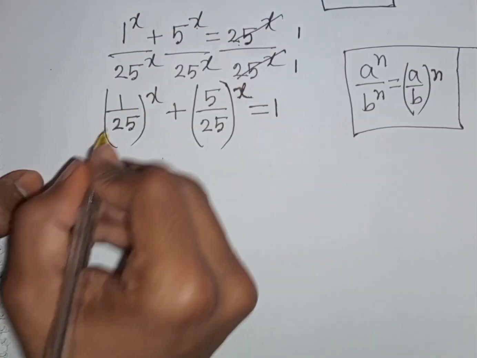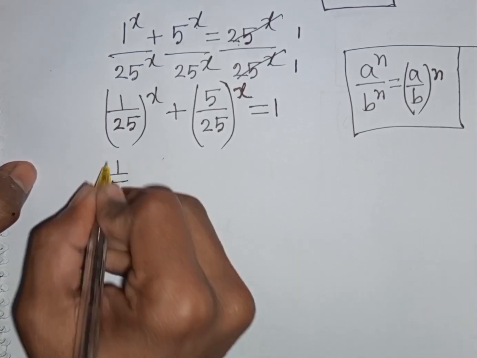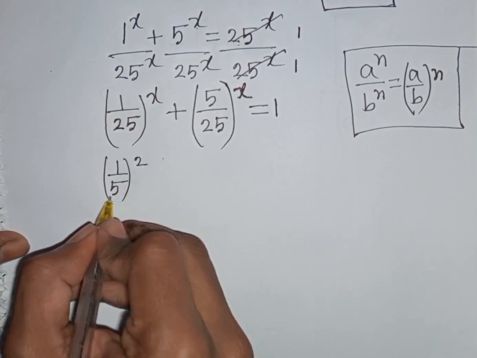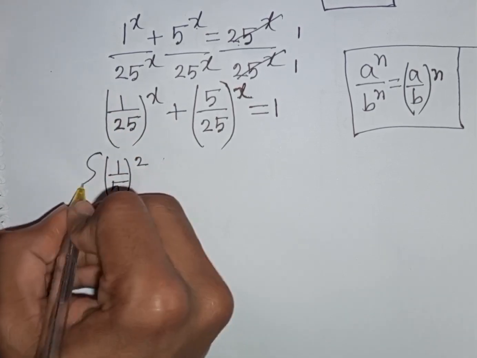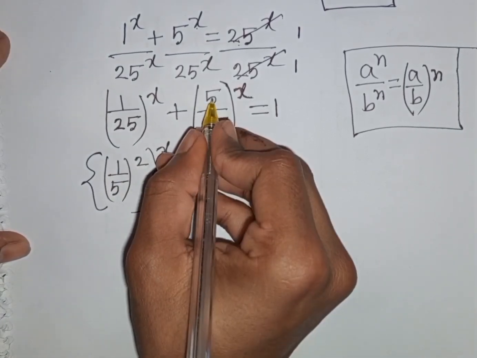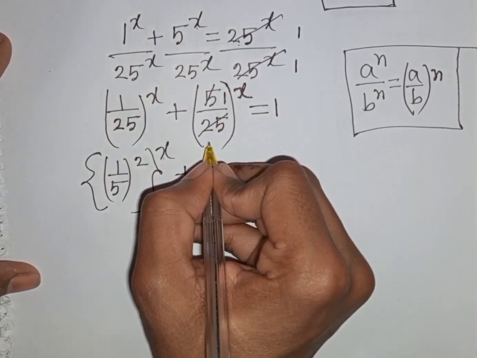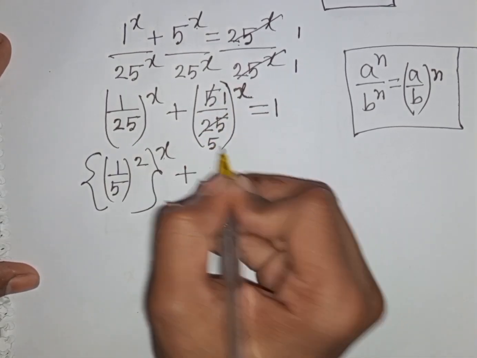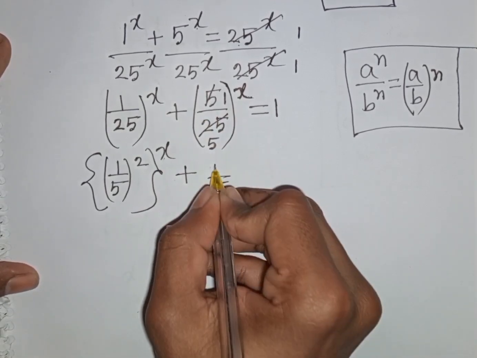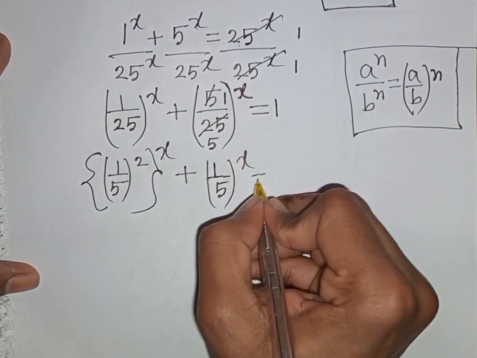Now 1 by 25 can be written as 1 by 5 bracket power 2. 1 square is same as 1, 5 square is same as 25. Then this first bracket can be written as second bracket, then power of x plus 5 divided by 5, that means it will be 1. 25 divided by 5, that means it will be 5. So we have 1 over 5, then bracket power of x is equal to 1.